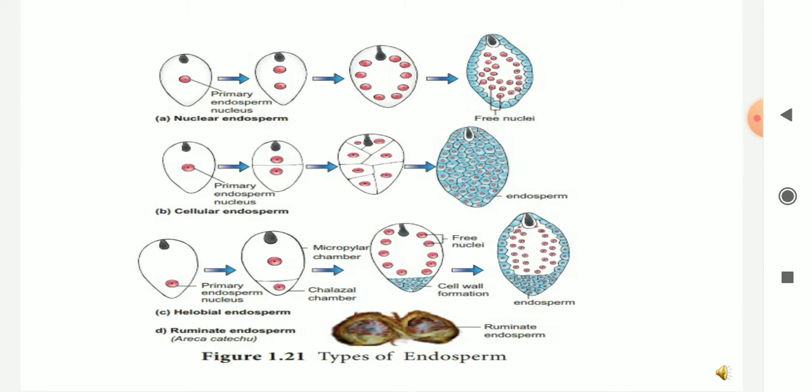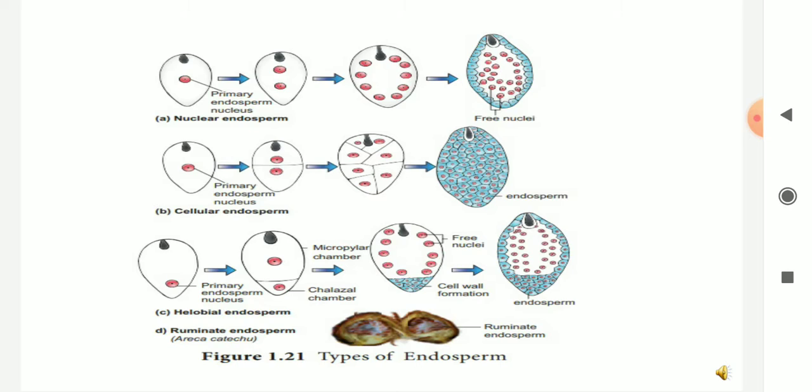Now, first, in case of nuclear endosperm, here is how it develops. This is characterized by free nuclear division. Free nuclear division means that only nuclei divide. One nucleus divides into two, two into four, four into eight, and so on. In this way, thousands of nuclei are formed.